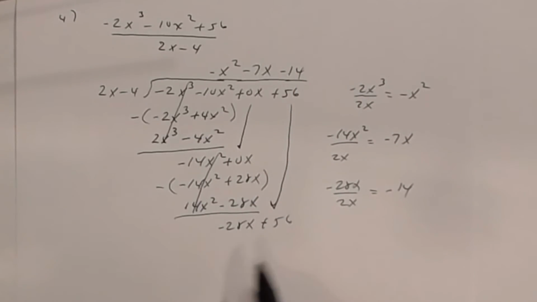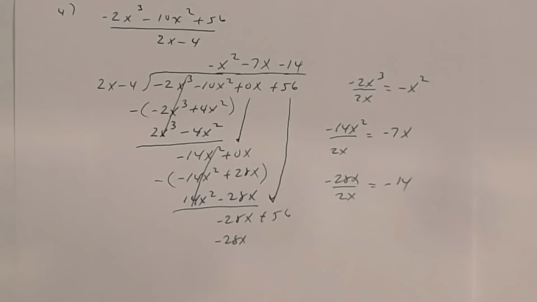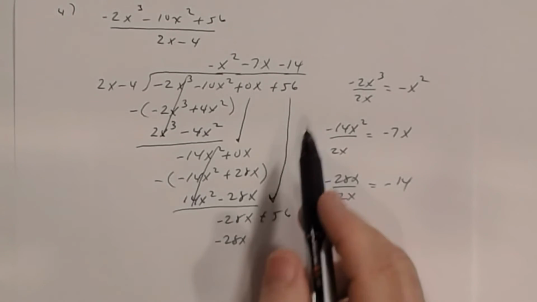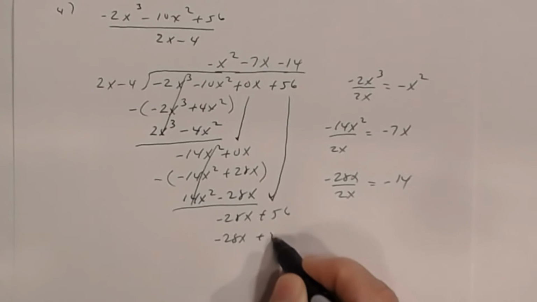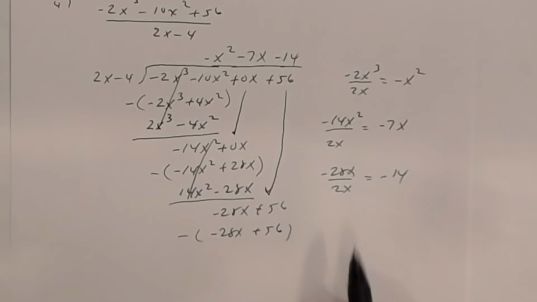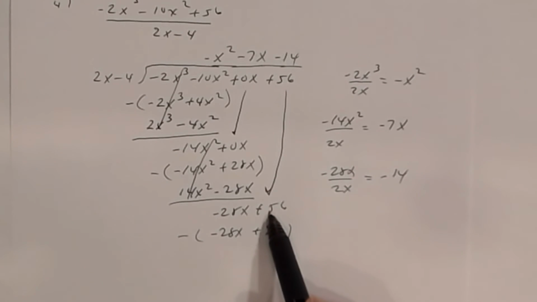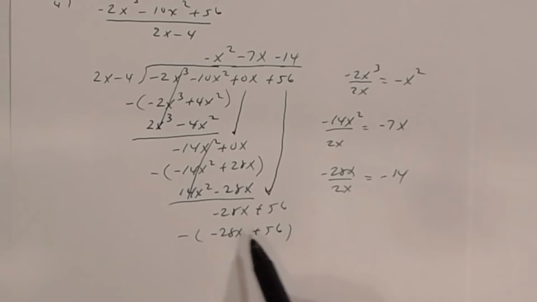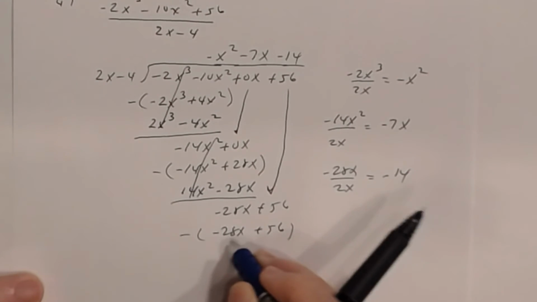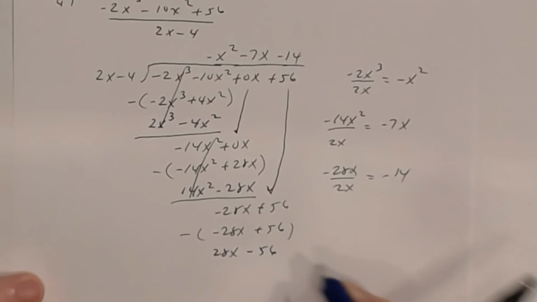Negative 14 times 2x is a negative 28x. Negative 14 times a negative 4. So remember, negative times a negative is a positive. And so negative 14 times negative 4, that will be a positive 56. And then you're going to subtract. I want you to know, just like the previous problem, you have negative 28x plus 56 minus itself, right? So that's going to be 0, so keep that in mind. But let's go through the process. The opposite of negative 28x is a positive 28x. The opposite of a positive 56 is a negative 56.